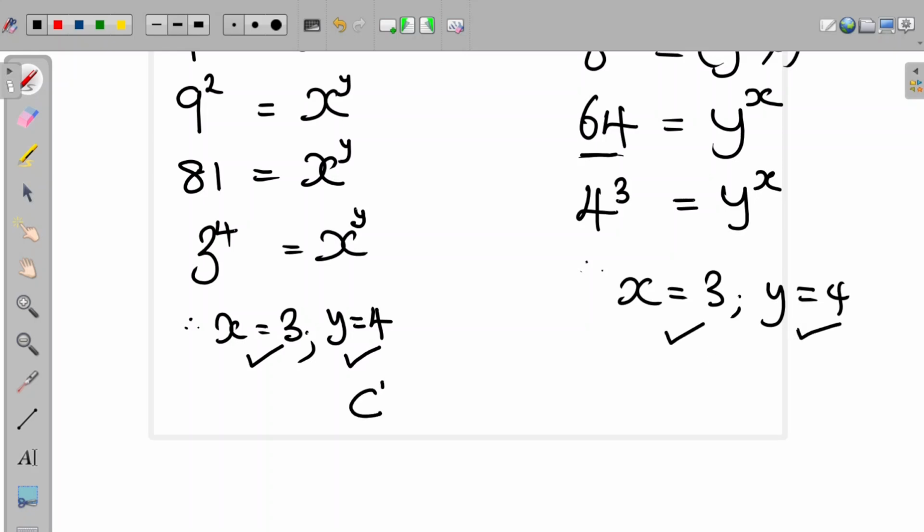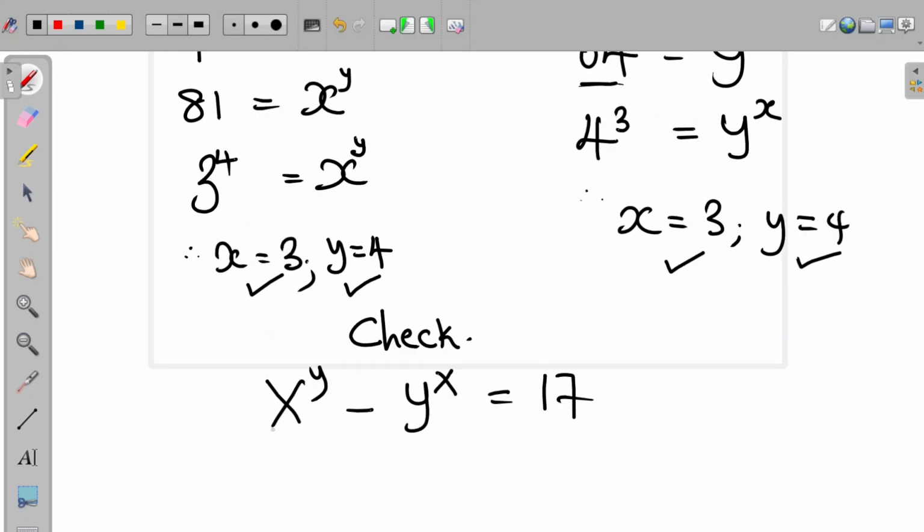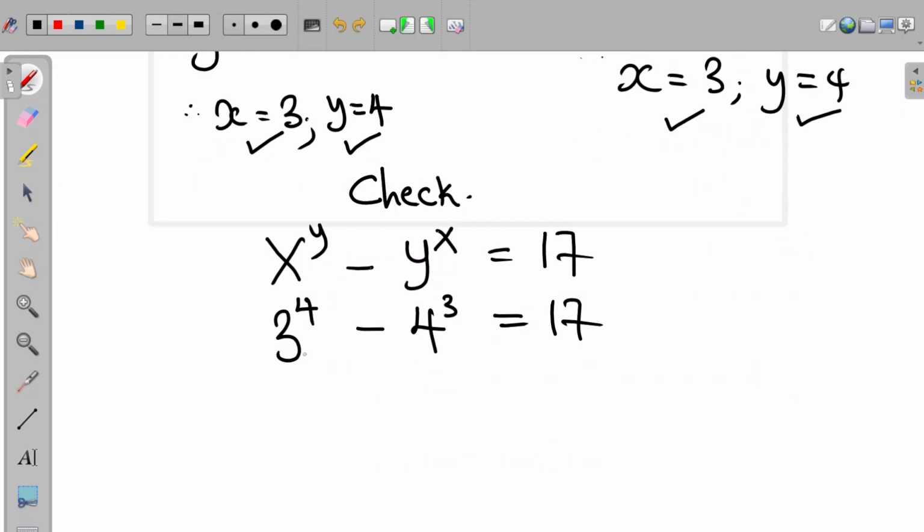Now let's check if our solution is correct. We are given that x raised to the power of y minus y raised to the power of x is equal to 17. Now let us put in our values. x is equal to 3, so we have 3 raised to the power of 4 minus 4 raised to the power of 3 equal to 17. So 3 raised to the power of 4 is 81, minus 64, equal to 17. So therefore 81 minus 64 is 17.